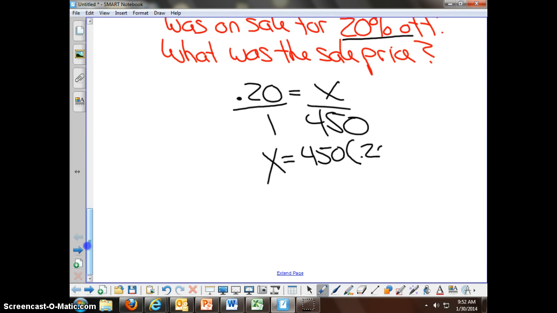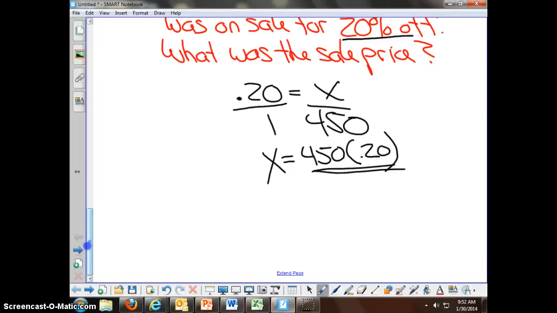How many of you did it this way? How many of you just started with 450 times 0.2, because you knew that 20% of 450 would give you the amount off, and then you did the subtraction? Raise your hand if you just did this. Nobody? How many of you did the process that you're seeing here right now?